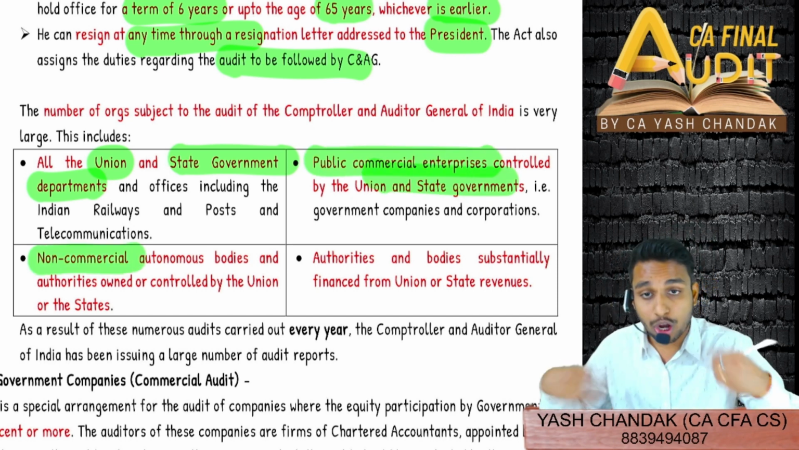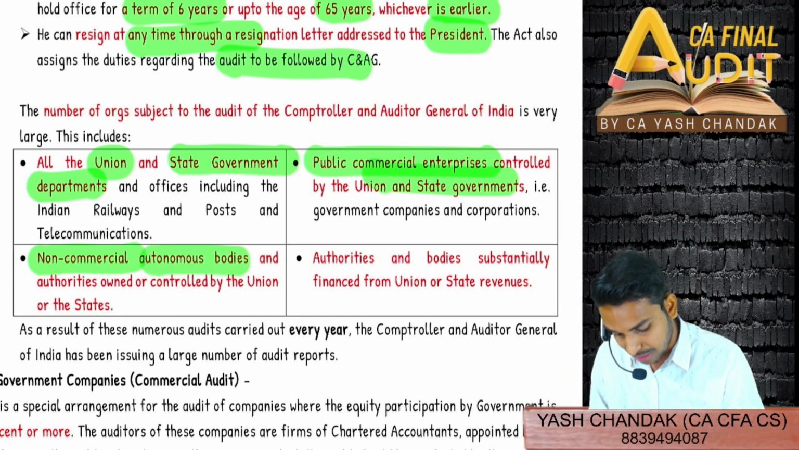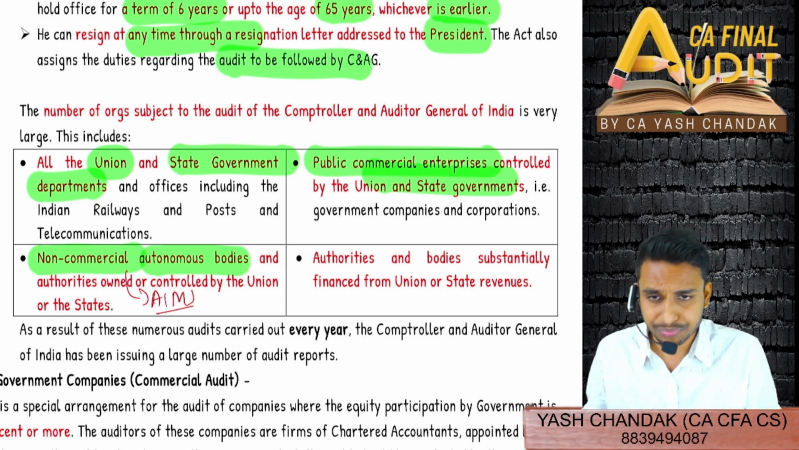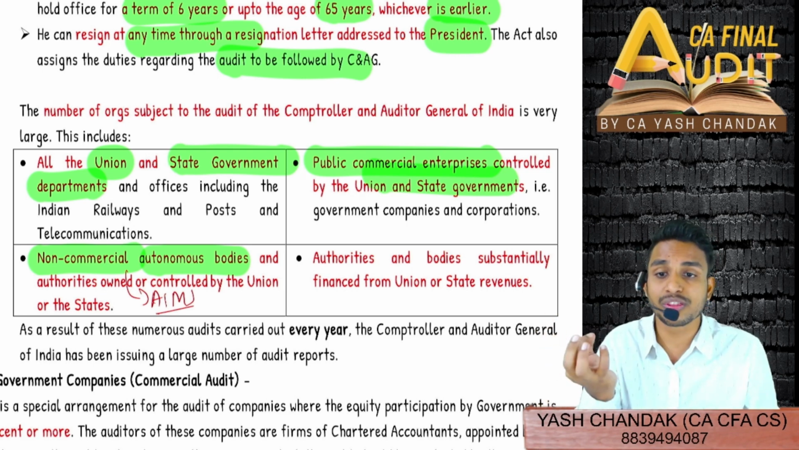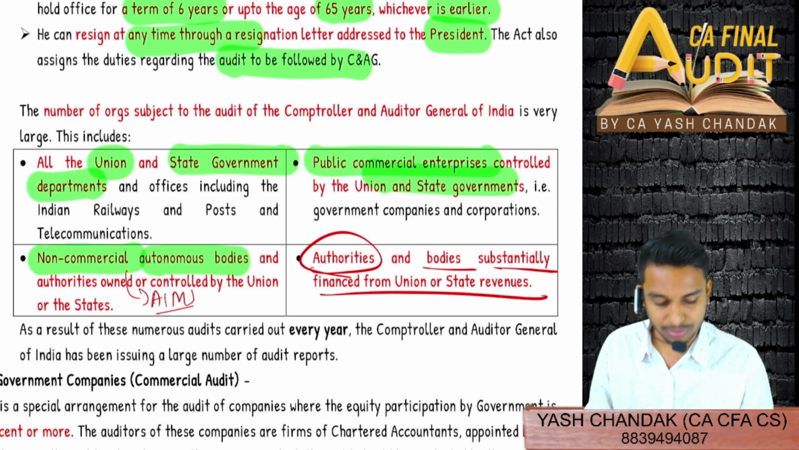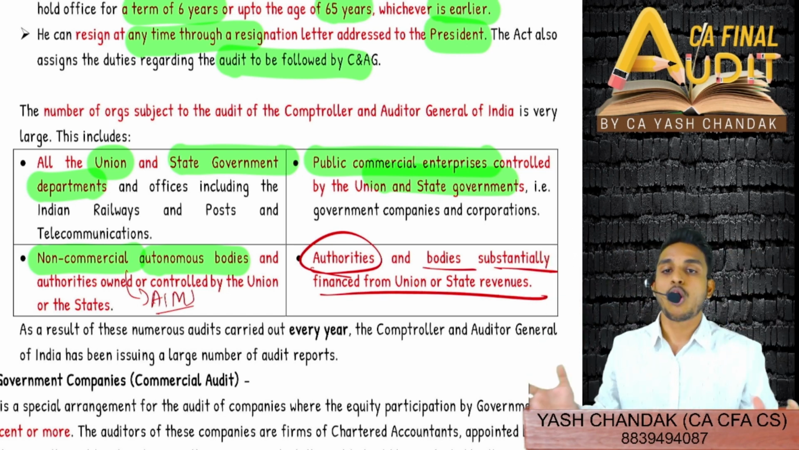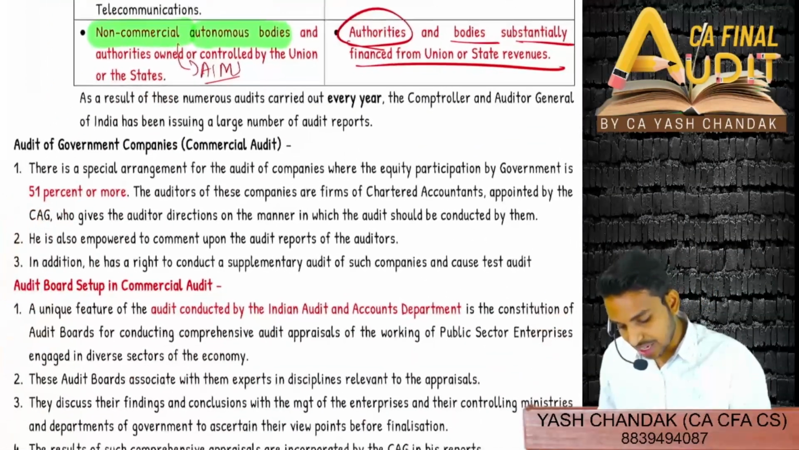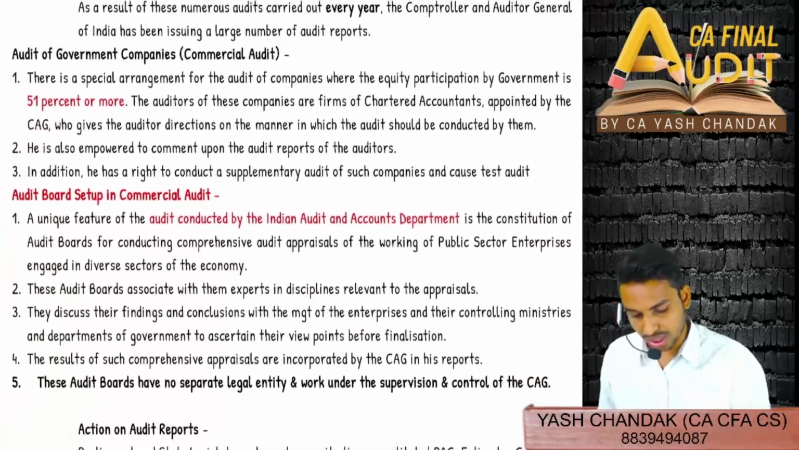Similarly, non-commercial, non-profit autonomous bodies, which can be, let's say, AIIMS or any IIMs, IITs, any colleges, which are non-commercial, autonomous or semi-autonomous bodies, and then the other authorities and bodies substantially financed from Union or state revenues. These organizations are all governed by the CAG, and their audit will be undertaken by the CAG. Then let's talk about the audit of government companies, commercial audit.